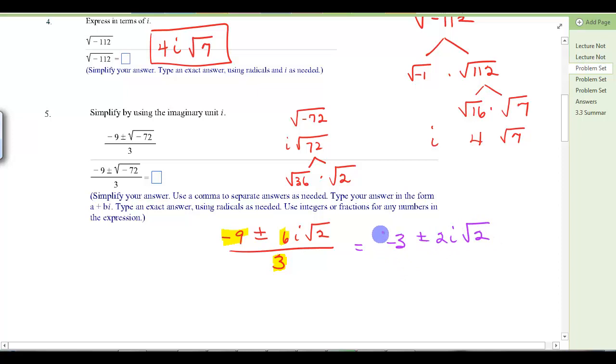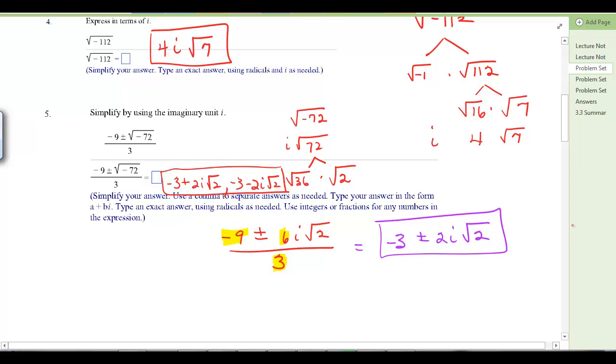Now when you do that right here in this box, you have to separate. So you would have negative 3 plus 2i square roots of 2, comma, negative 3 minus 2i square roots of 2. And that would be in this box. Okay?